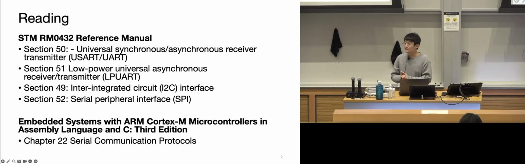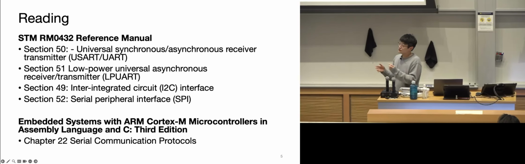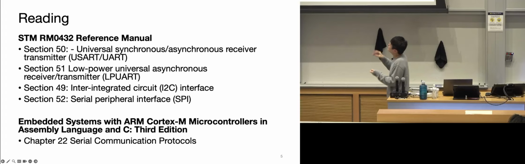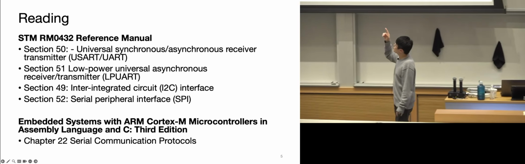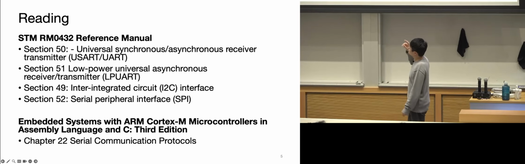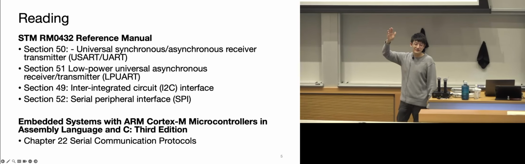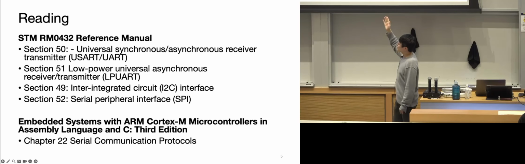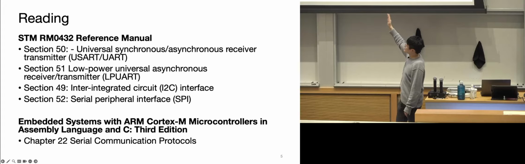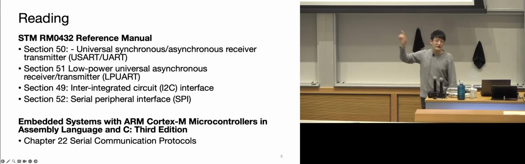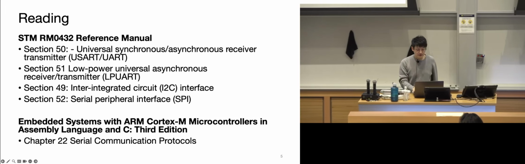So there are a bunch of pretty useful references if you want to dig really deep into this, like the reference manual, the official source for the chip. These are the chapters. You could check them out. I think they add together to be like 500 pages or something, but they are a good source for you. If you want something from the textbook, this is the chapter that you can reference or read.